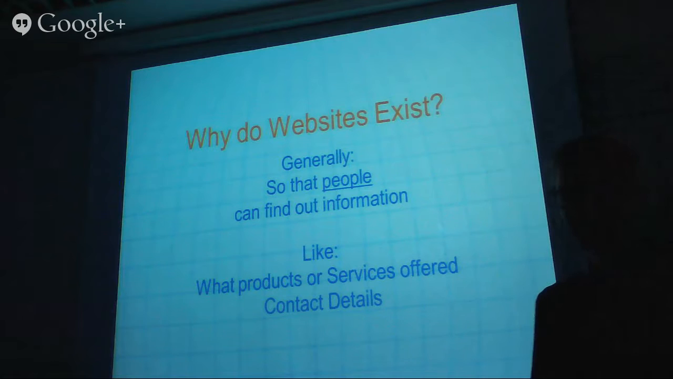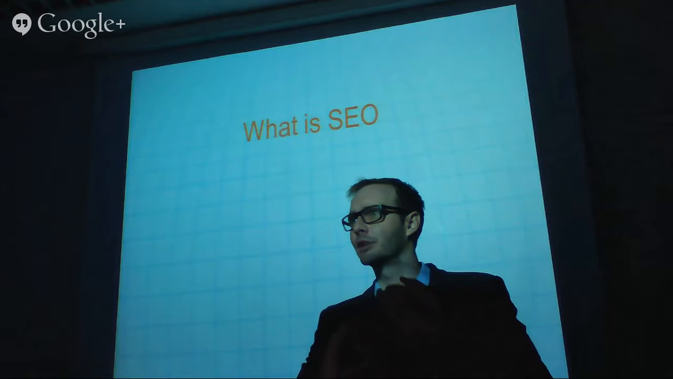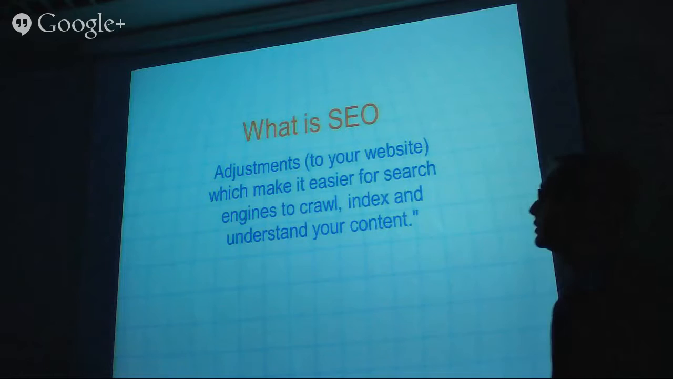So then what is SEO and why are we talking about this? If the goal is to have a website that's easy for people to find, easy for people to get in contact, and there's information there that's relevant to their need, SEO comes in to help us fill that need. And the definition is really, it's adjustments that are made to your website, which makes it easier for search engines to crawl, to index, and to understand your content.